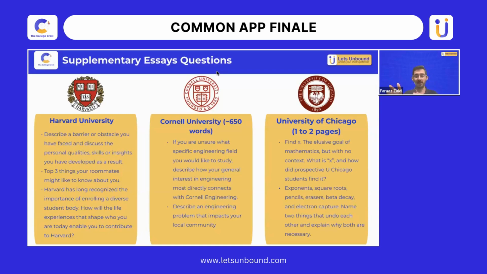Then the other part, University of Chicago, is a very different application that you'll normally see. Your essay is very different from the other one. Find X, the elusive goal of mathematics, but with no context. What is X, and how did prospective University of Chicago students find it? Right. So these are a couple of essays that you could typically look at.